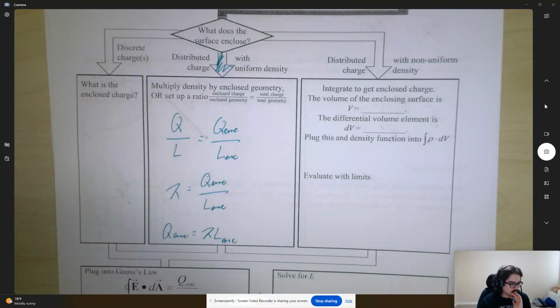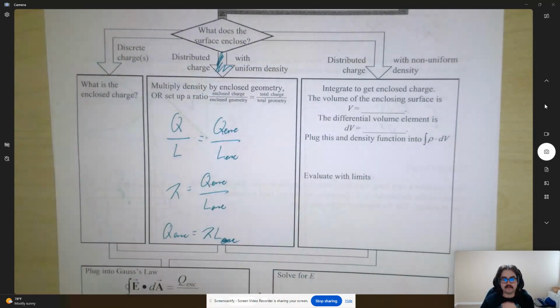But since the L that we've enclosed is what we've already defined as just L, I guess I don't really need to say enclosed right there.